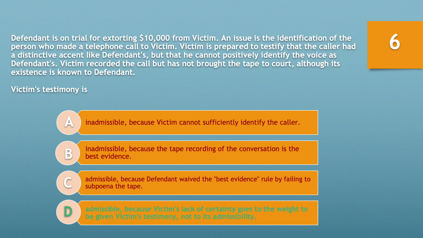C, admissible because defendant waived the best evidence rule by failing to subpoena the tape. Irrelevant. I can't even logically understand what C in fact means, because the best evidence rule does not require the subpoenaing of a tape or an item. It's simply here, especially in a criminal matter, given the fact that the victim recorded the audio. In fact, the audio would be in his own possession. So C would be irrelevant, and as a result, D would be the best option.